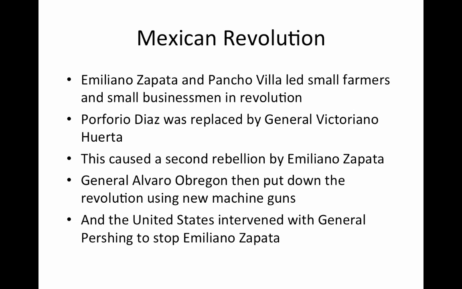The Mexican Revolution. Emiliano Zapata and Pancho Villa led small farmers and small businessmen in revolution. Porfirio Diaz was eventually replaced by General Victoriano Huerta. This caused a second rebellion by Emiliano Zapata. Then a new leader, General Alvaro Obregón, put down the revolution using new machine guns. And the United States also intervened because of its oil interests with General Pershing to stop Emiliano Zapata.